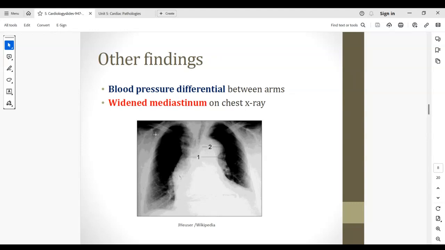If you check the blood pressure, for example, in the right upper extremity, it could be 180, and in the left upper extremity, it could be 100. So why this massive difference between the right and left side? This is one of the signs and symptoms of the aortic dissection. Also, if you have an X-ray, you will have a widened mediastinum on chest X-ray.